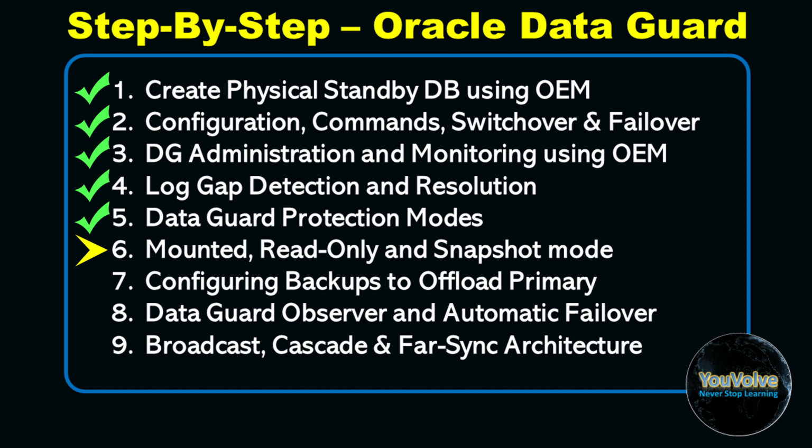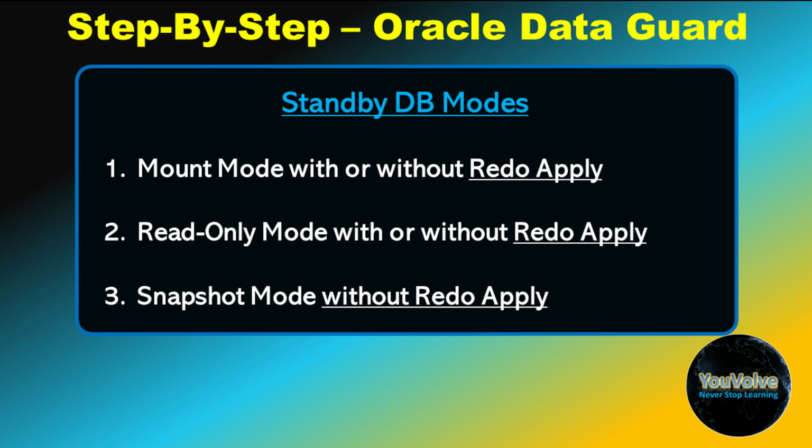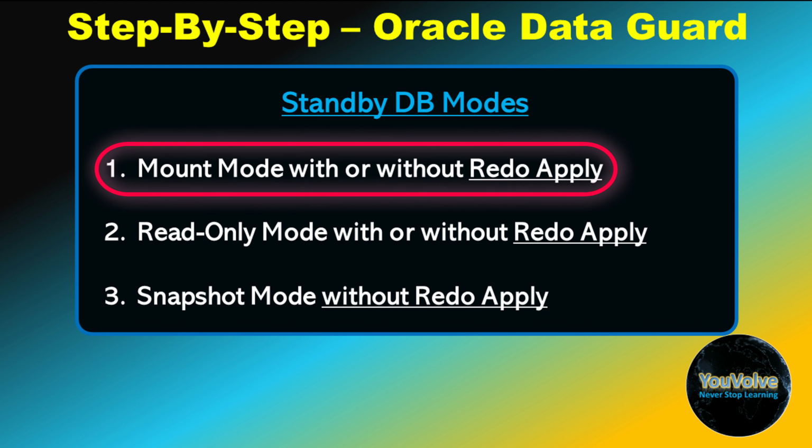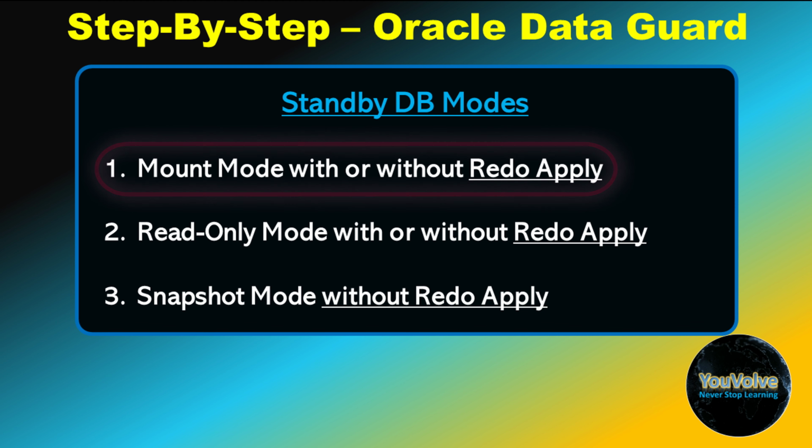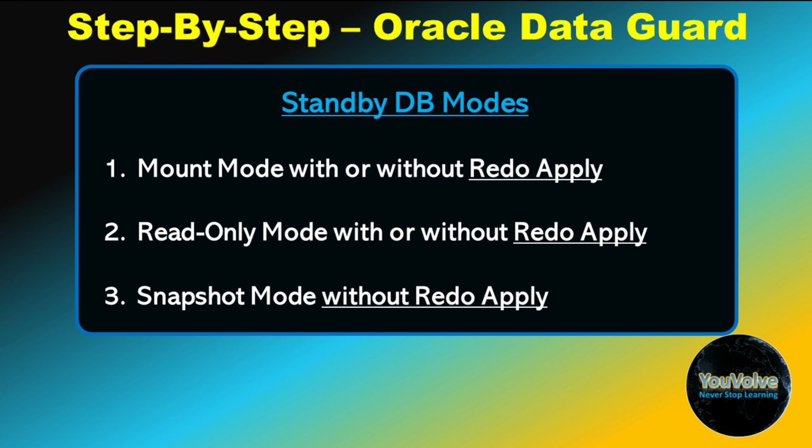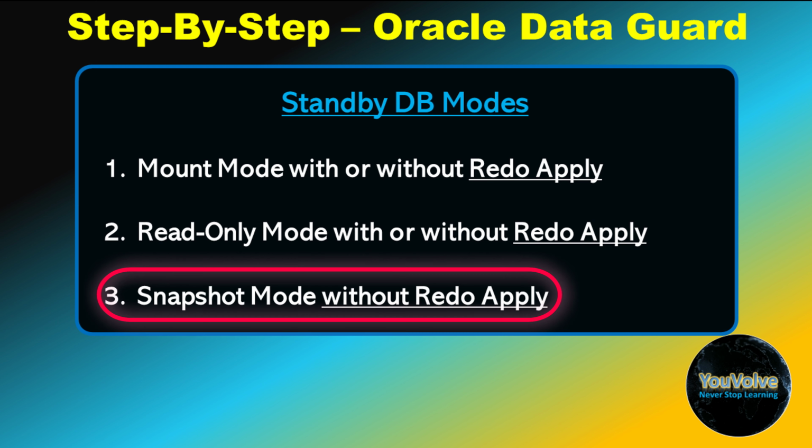Now let's start with the main topic of this tutorial, that is the standby database modes. Let's first understand what the different modes of a standby database are. A standby database can have three modes of operation: mount mode with or without redo apply, read-only mode with or without redo apply, and snapshot mode with no redo apply.